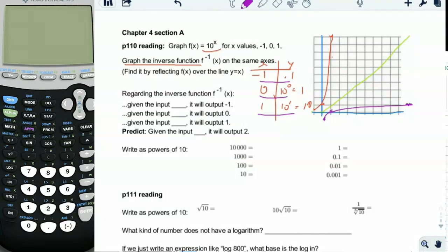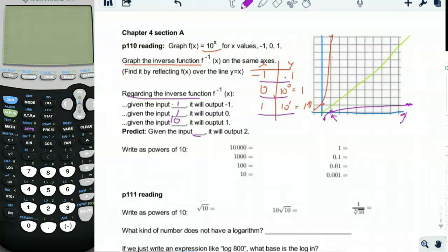Now let's fill in this table here. Regarding the inverse function, given the input blank, it will output -1. Given the input 0.1, it will output -1. Given the input something, it will output 0. Well, that would be that input, which is 1. Given the input something, it will output 1. That would be the input 10. Okay? Given the input something, it will output 2.